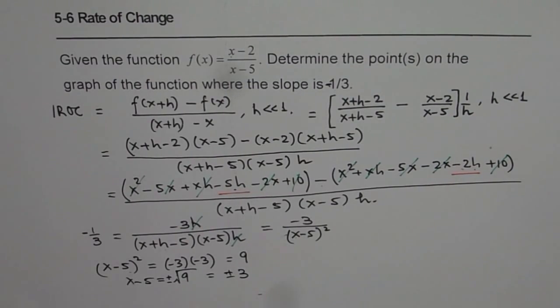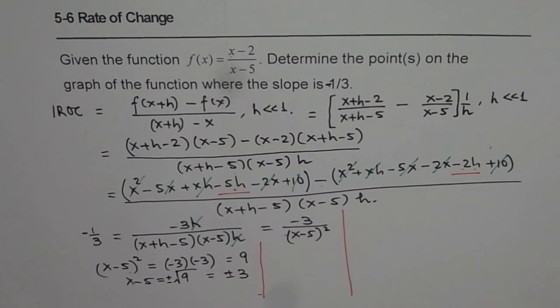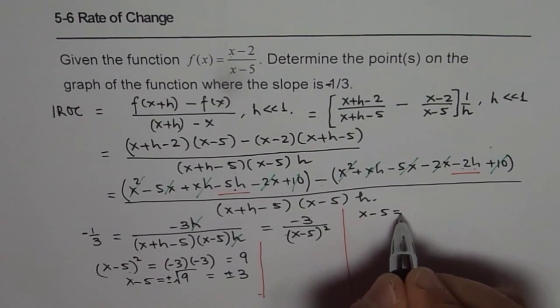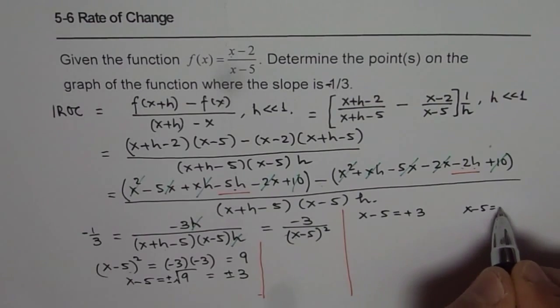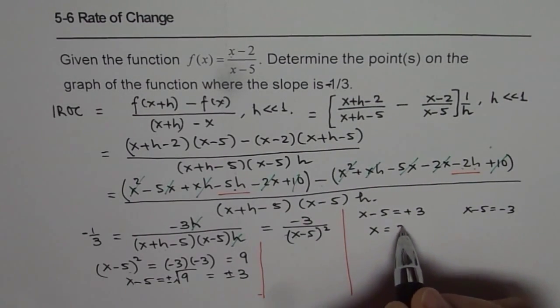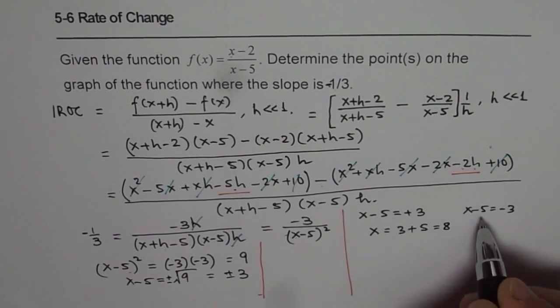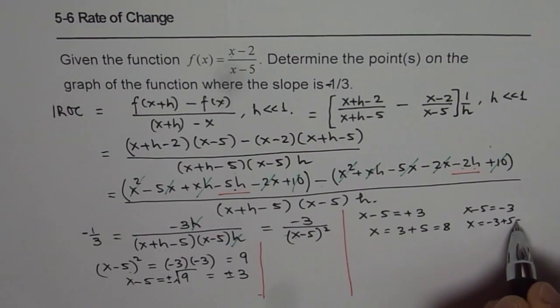So we got two possible solutions here, and let me write down the solutions here now, since we have more space here. So we have one as x minus 5 equals plus 3, the other one is x minus 5 equals minus 3. So if I solve, I get x equals 3 plus 5, which gives me the value of 8, and here it gives me x equals minus 3 plus 5, which is indeed 2.